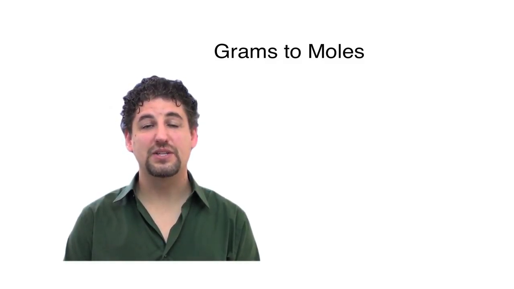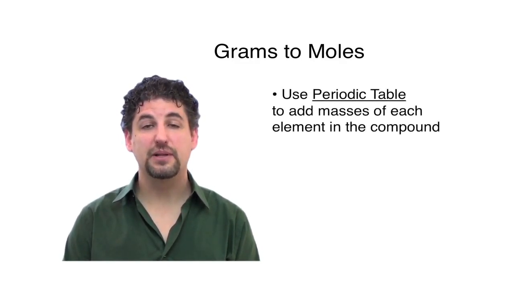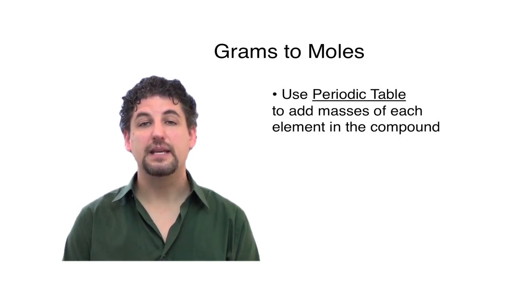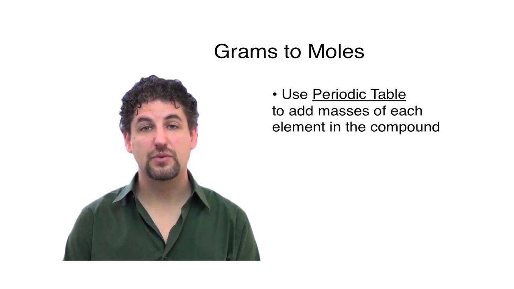Okay, you just got done watching a video on how to convert grams to moles. So let's recap the most important steps. First, you need a periodic table in order to calculate the molecular mass or the formula mass for the substance that you're dealing with. So if you didn't have a periodic table handy, make sure that you grab one for future problems that you're going to solve.